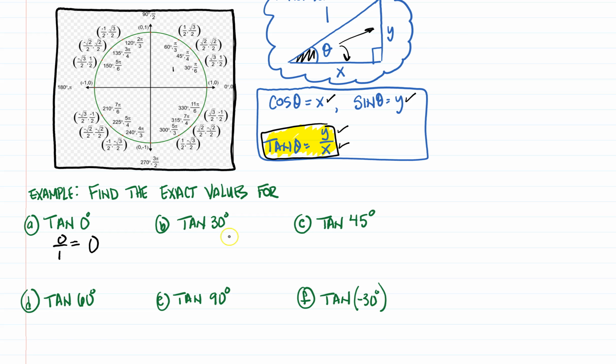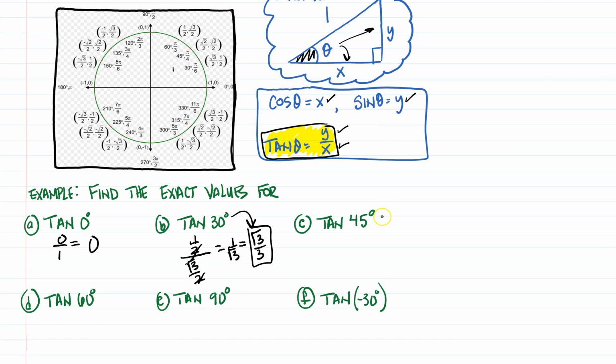If I look at 30 degrees, I want the y value to the x value. So that's going to be 1/2 divided by rad 3 over 2. So that's going to be 1 over radical 3, but we don't leave it like this, everybody. We rationalize to rad 3 over 3. So therefore, the exact value for the tangent of 30 degrees is equal to rad 3 over 3.